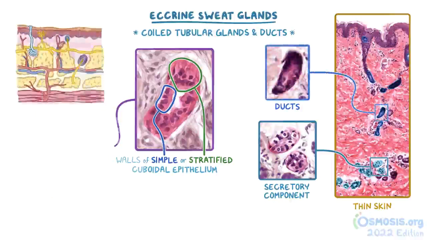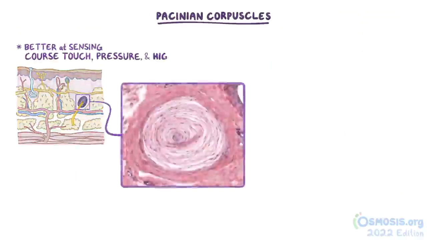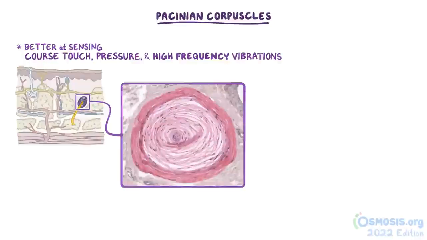The Pacinian corpuscles are the mechanoreceptors in the dermis that are better at sensing coarse touch, pressure, and high-frequency vibrations when compared to the Meissner's corpuscles. Sensing high-frequency vibrations allows the skin to distinguish the difference between different fine surface textures, such as the difference between paper and glass.